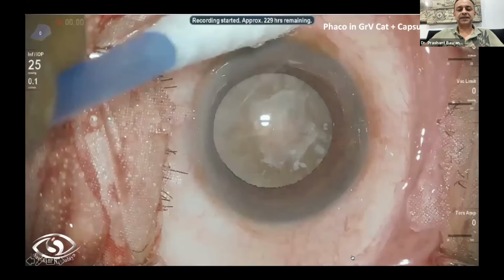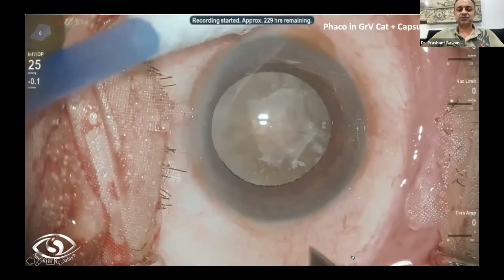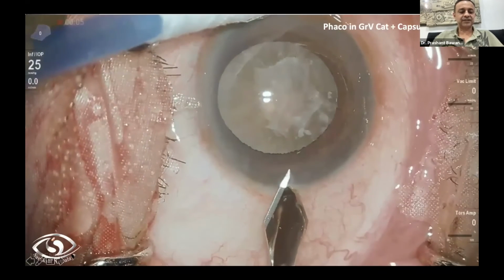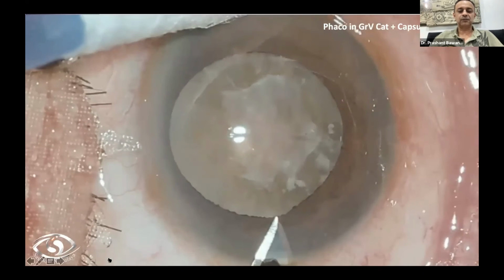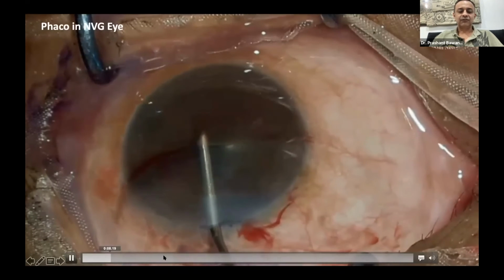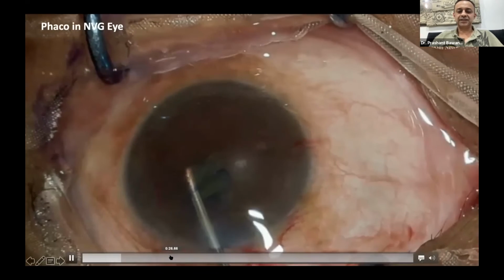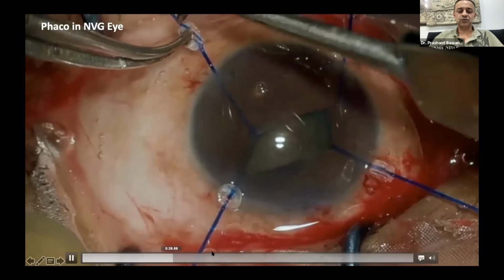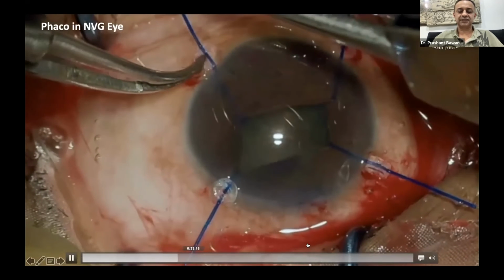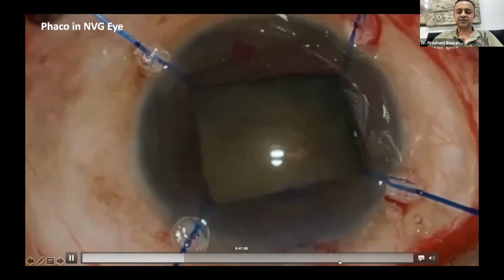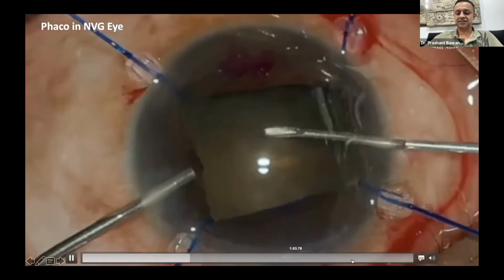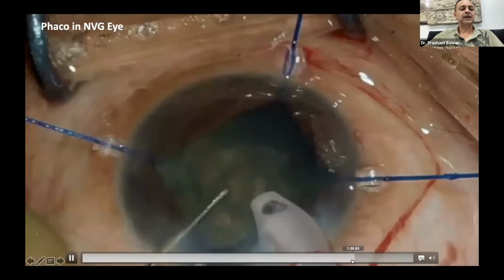Well, even such complicated cases with a capsular fibrosis can be managed. This is a case of a rubeosis iridis with a complicated cataract, where the cornea was edematous. We had to scrape, we had to use the iris hooks to visualize, and after that the cataract surgery was almost similar and we could complete the procedure uneventfully.